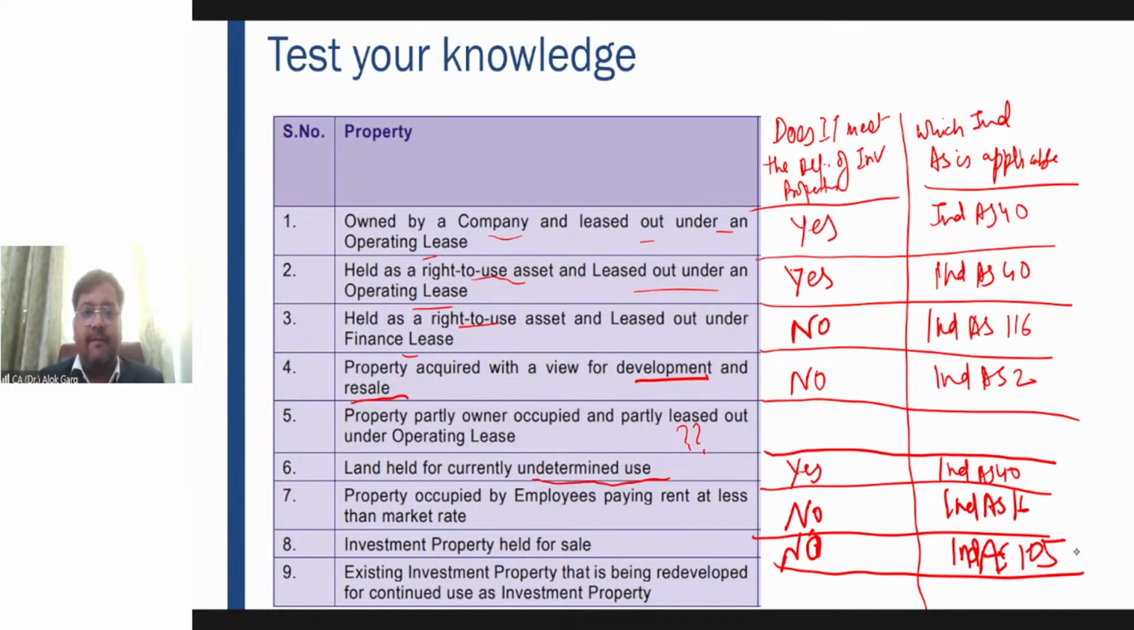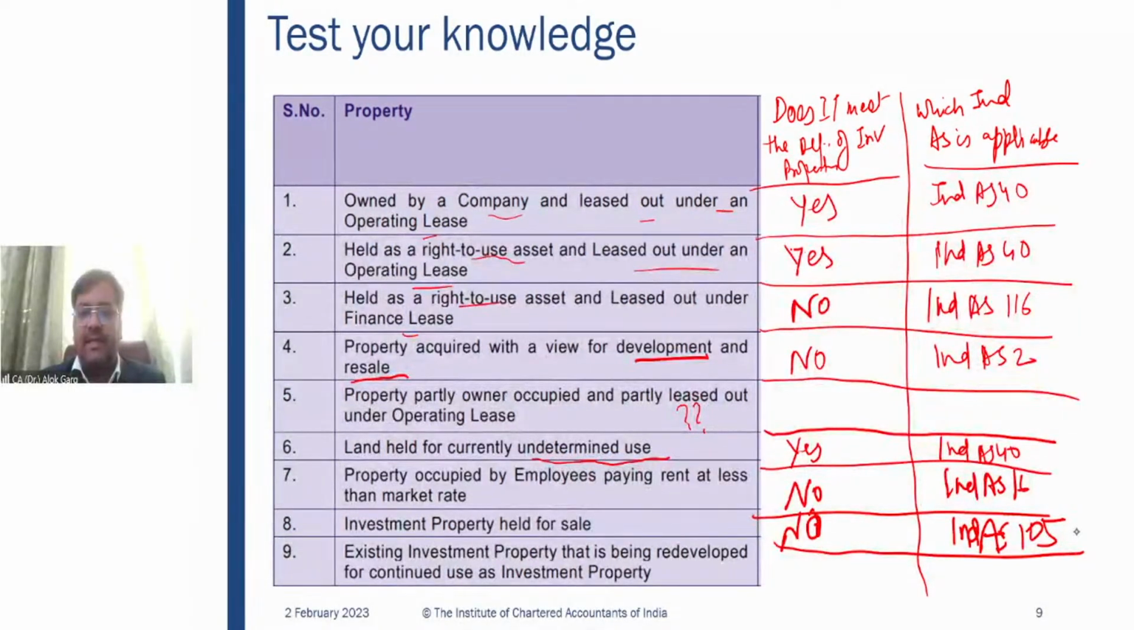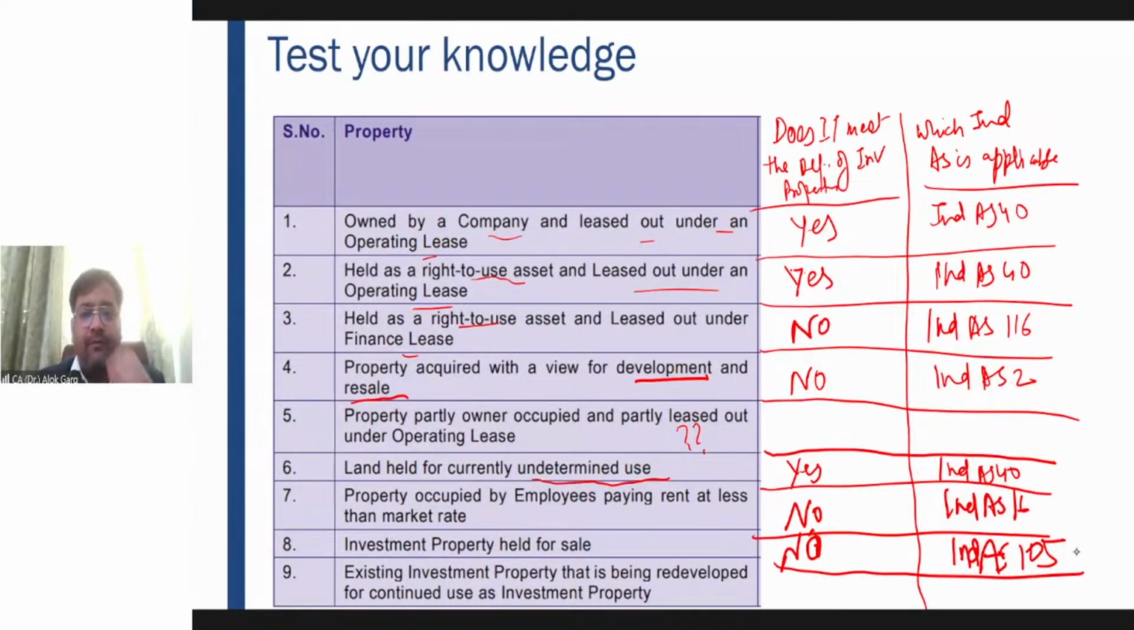Any doubt in this case? Koshiki is asking, sir, in point number 4, why it is not investment property, as we have seen where it is constructed for the future purpose of investment property.